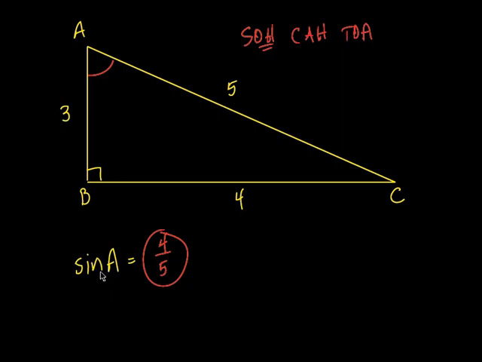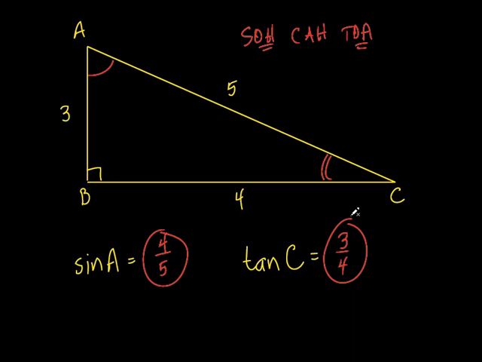Let's do one more, because they give you 2 of these to do. What if they, let's go tangent this time. What if they said, what's the tangent of angle C? Then look at tangent. It's what? Opposite over adjacent. Right. So which one is opposite angle C? 3. And which one's adjacent to angle C? 4. So I just write 3 over 4, and that's it.